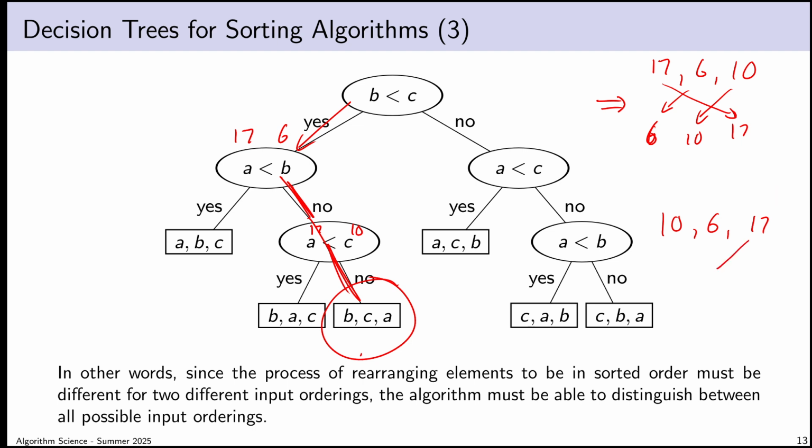I move the last element into the second position, I move the second element into the first position, and I move the first element into the last position. And so I get 6, 17, 10, which is obviously not sorted.